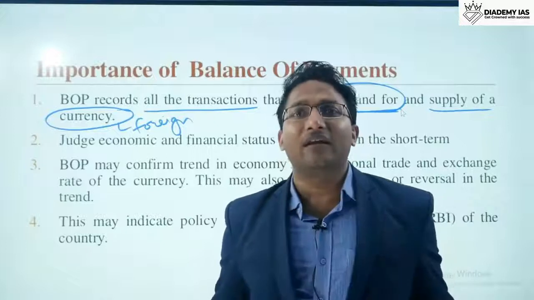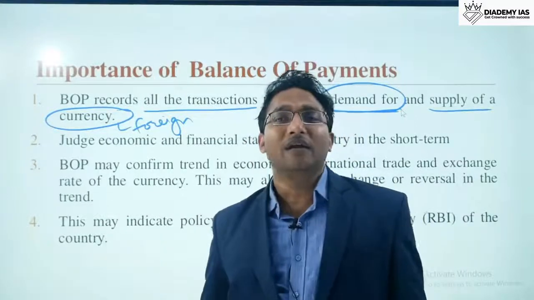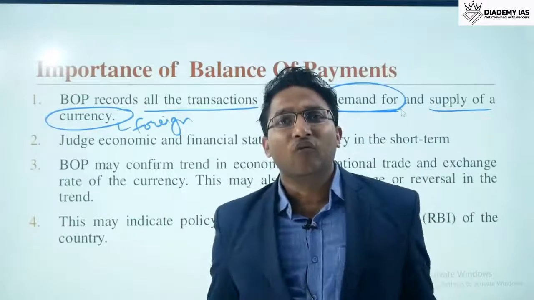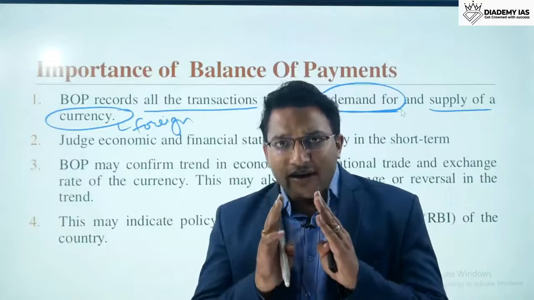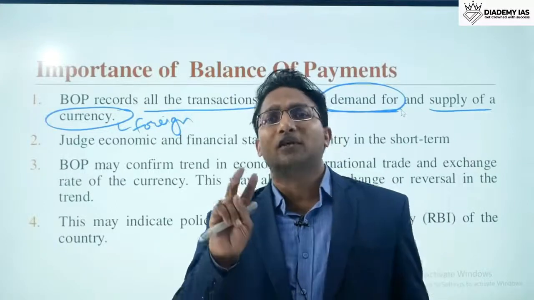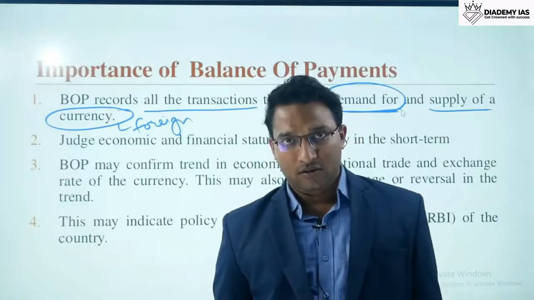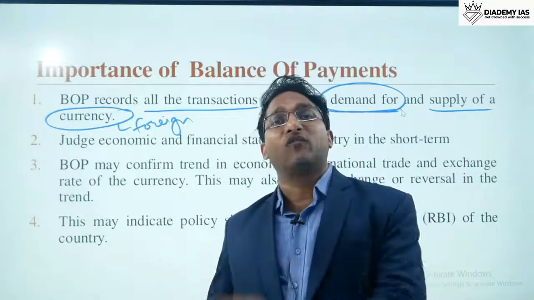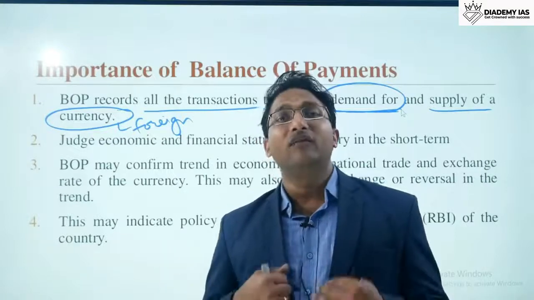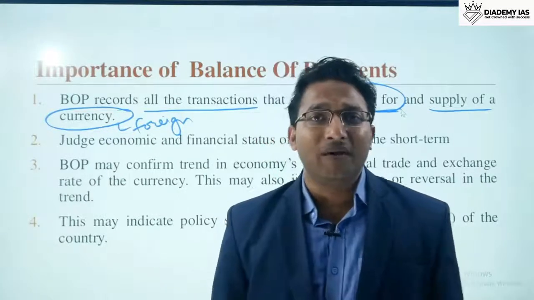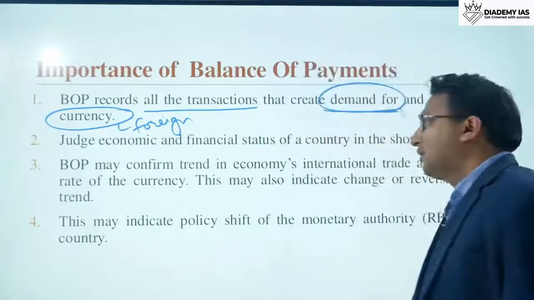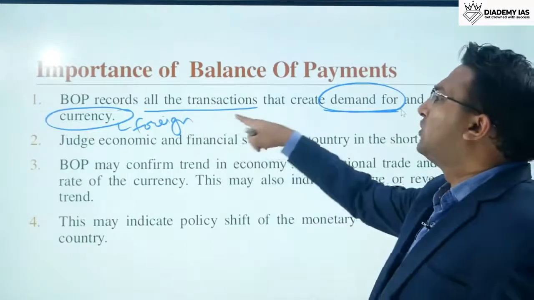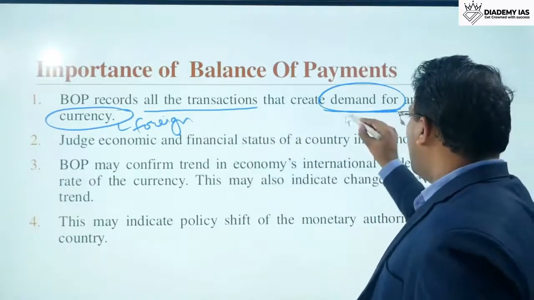Here I would like to take an example of the 1991 BOP crisis. In 1991, there was a balance of payment crisis. At that time, we had foreign exchange reserve equivalent to the payment of just 2 weeks of import. So then we declared that we are in crisis, because if we default in paying the foreign exchange dues, we will be called a defaulter country and we will not get any borrowing from anybody in the world, right?